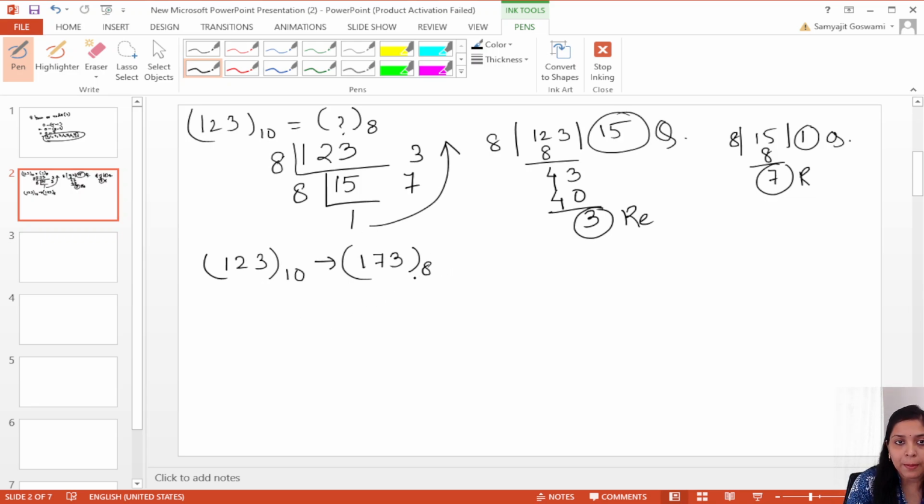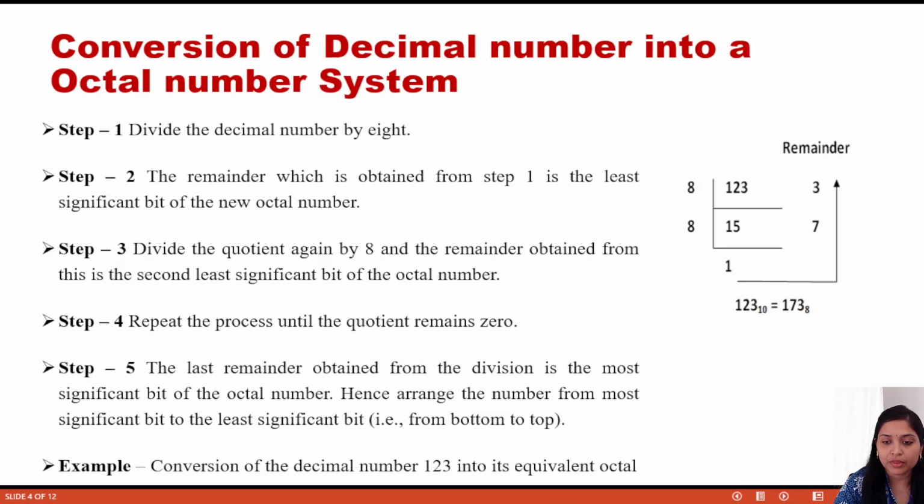octal number. Okay, now I am going again to my lecture. The same process is followed here, and all the steps whatever I have said, I have already written. Please, after completion of my video, note down all the steps. It will be helpful for doing the problems next.